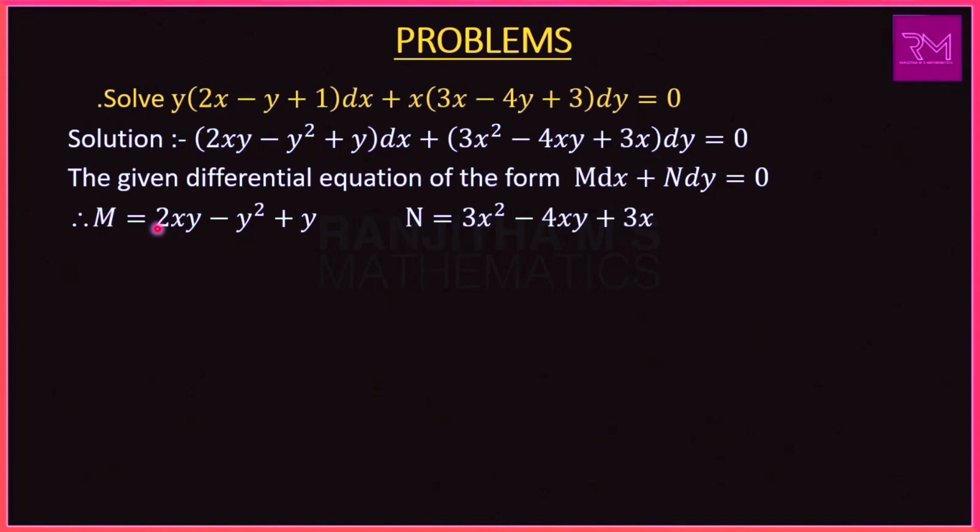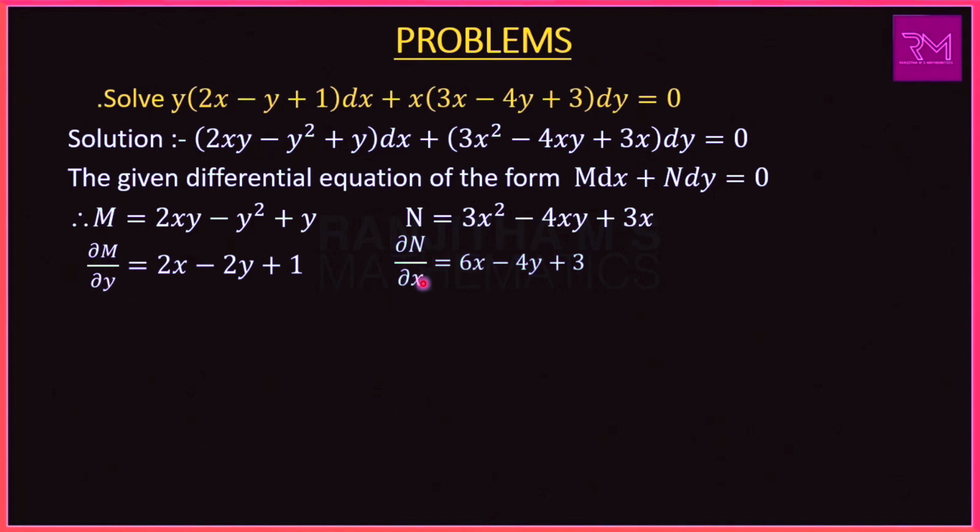After identifying M and N values, next step we have to find ∂M/∂y and ∂N/∂x. That is, ∂M/∂y is the partial derivative of M with respect to y. Here 2x is constant, take as it is, into differentiation of y, which is 1, minus differentiation of y², which is 2y, plus differentiation of y, which is 1. This is our ∂M/∂y value.